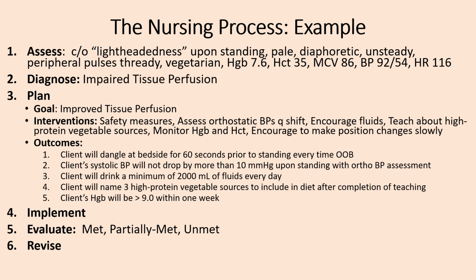The client will be able to name at least 3 high-protein vegetable sources to include in her diet as a vegetarian after completing our teaching with her. And the client's hemoglobin will be greater than 9 within 1 week as we're checking that. Number 4, implement. We're going to go and do those interventions we planned.